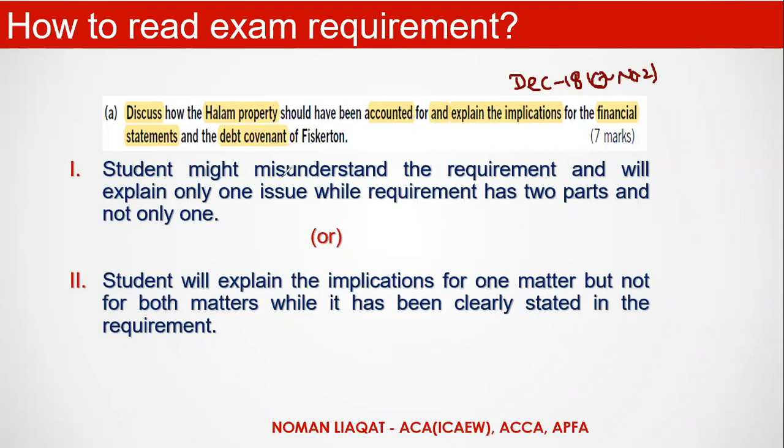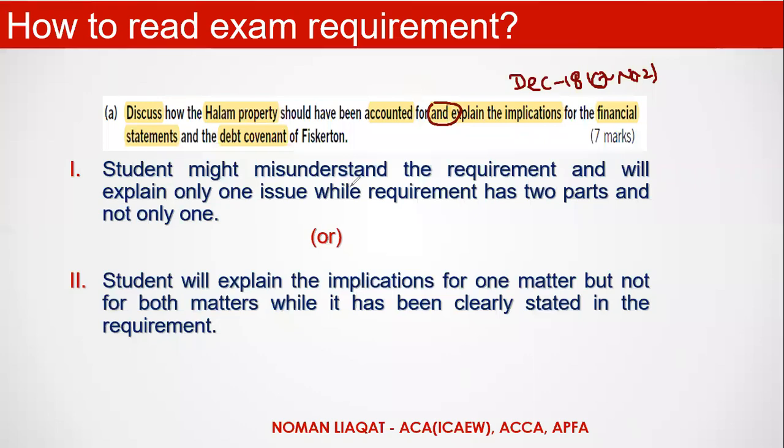So what could go wrong? The first problem with students is that they might misunderstand the requirement. They might treat it in a wrong, inappropriate way, and they might think that they have to discuss the accounting treatment of Helm property, while another problem is that they might explain the implications in journal terms generally, while what is the exam requirement? If we look carefully, then first of all we can see that our requirement uses the word and.